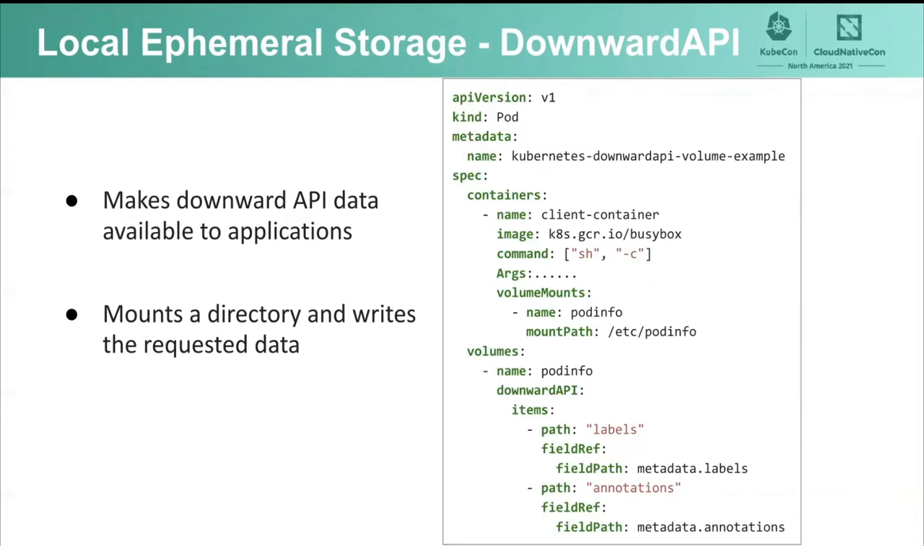Each element under items is a downward API volume file. The first element specifies that the value of the pod's metadata labels field should be stored in a file named labels.